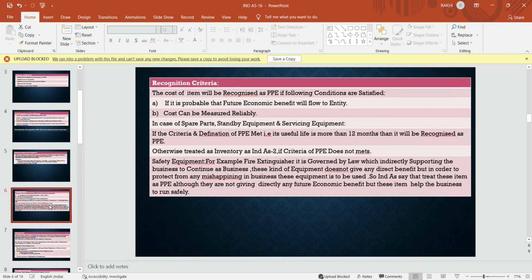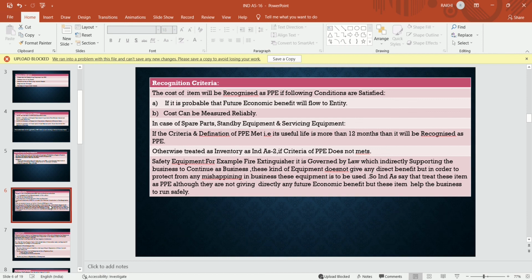Then recognition criteria. Initial recognition. What is the criteria the company is going to check while recognizing its asset? The cost of an item will be recognized as PPE if the following conditions are satisfied. The company will check the criteria. There are two criteria the company checks while recognizing the cost as PPE. The initial cost of PPE is to be recognized only when these two conditions are fulfilled.